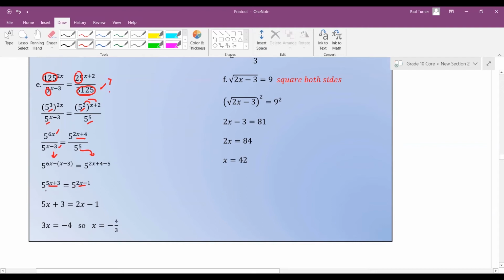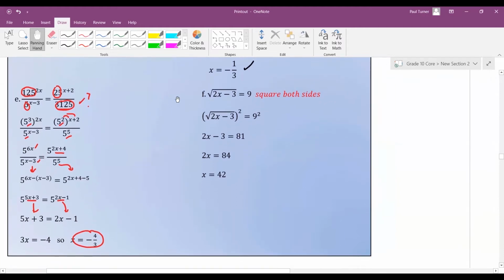Now we have base 5, both sides, so just ignore the base. And then we compare the powers. So they end up with minus 4 on 3 for that one. So you're not going to be able to guess these. You need a procedure for going through and solving them. Okay, so I think that one's all right.